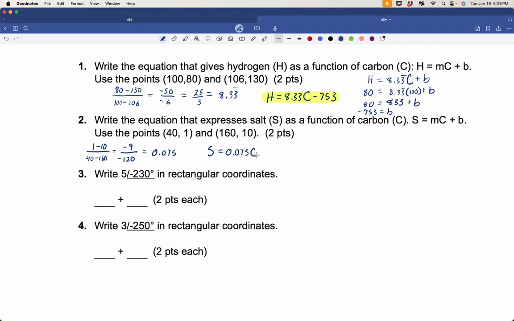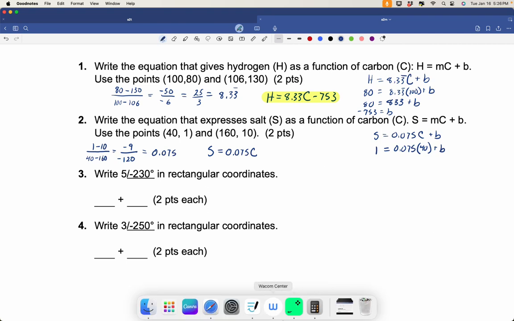So we can already start to rewrite that as S is equal to 0.075 C. I'm going to come over here and use that. S is equal to 0.075 C plus B, and sub in this point because it's a smaller number. This is my Y, and this is my X, 40 plus B. So I'm going to multiply that by 40.